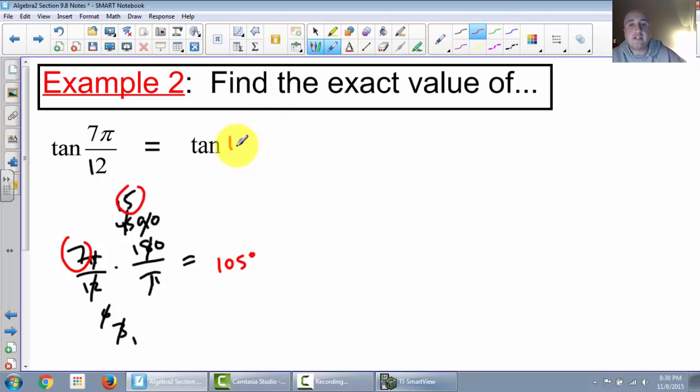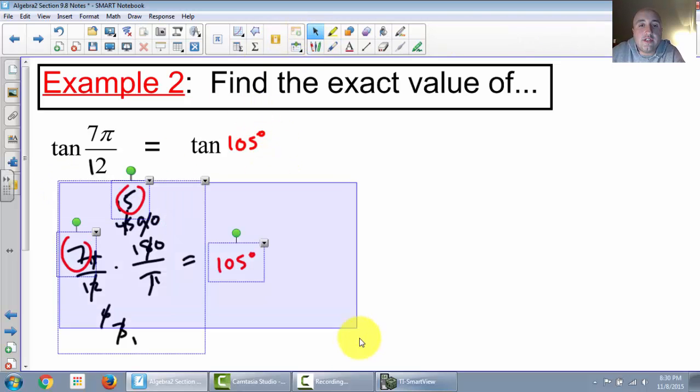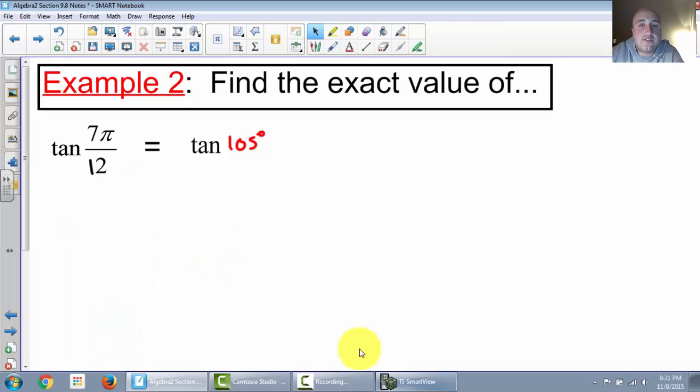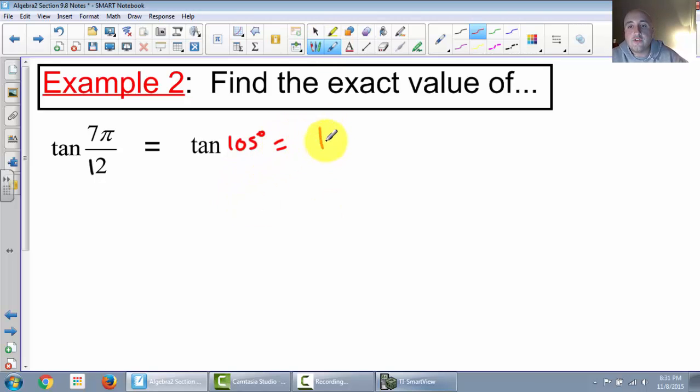So really, I'm doing tangent of 105 degrees. My question now is, I'm going to get rid of this since we don't need it anymore. How do I get 105 using 60, 45, and 30? I can do tangent of 60 plus 45 degrees, and that will give me the formula that I'm going to use.